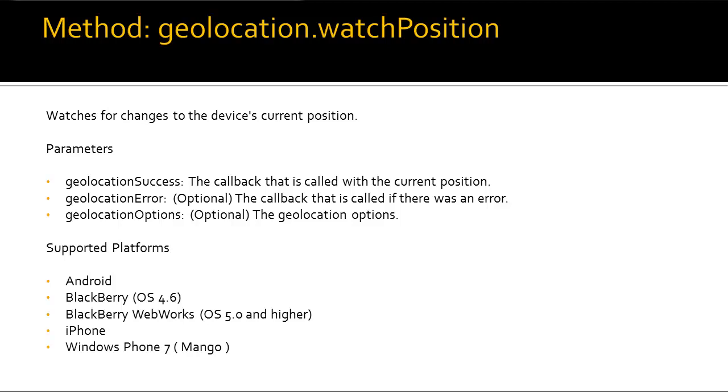And again, we have three of our basic parameters. We have the geolocation success parameter. Again, this is a required parameter, and it calls back a function with the position object being passed in as a parameter to that callback function. Then we have the geolocation error parameter, which is optional. And then we have the geolocation options parameter, which we're going to take a look at in this segment of the tutorial, and basically that's allowing us to define some geolocation options. The supported platforms are Android, iPhone, Windows Phone 7 Mango, BlackBerry OS 4.6, and the BlackBerry WebWorks OS 5.0 and higher platforms.